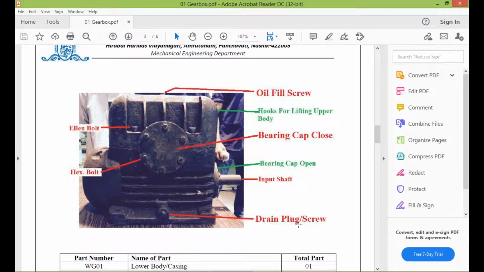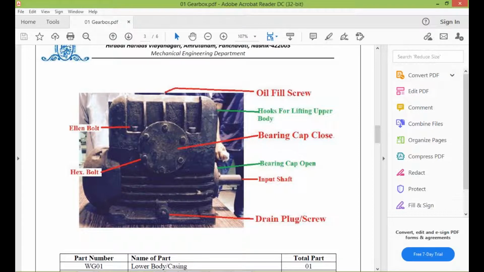Then at the bottom side, the drain plug is present. For lubrication you fill some lubricant, like oil, and when the life of that oil is reduced, you can drain that oil from this gearbox. For that, the opening here is called the drain plug. The drain plug is always at the bottommost side of the gearbox. Then how do we fill the oil in the gearbox? At the topmost of this gearbox, there is a screw cap. You can rotate and remove it, and fill the oil inside this gearbox. This is called the oil fill screw.